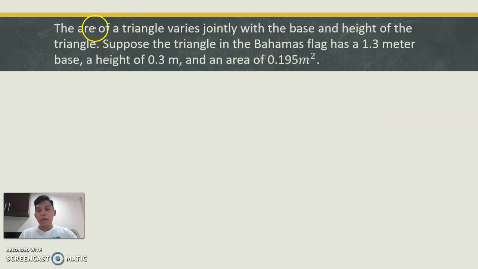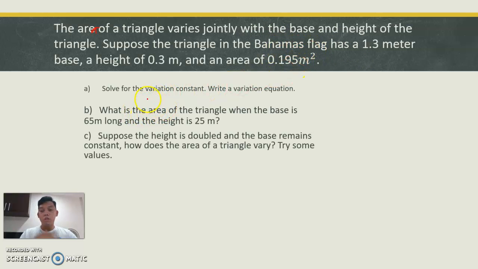The area of a triangle varies jointly with the base and the height of the triangle. Suppose the triangle in the Bahamas flag has a 1.3 meter base, a height of 0.3 meters, and an area of 0.195 square meters. Again, mostly the questions are similar. Solve for the variation constant and then write a variation equation. Second question: what is the area of the triangle when the base is 65 meters long and the height is 25 meters? Suppose the height is doubled and the base remains constant. How does the area of the triangle vary?